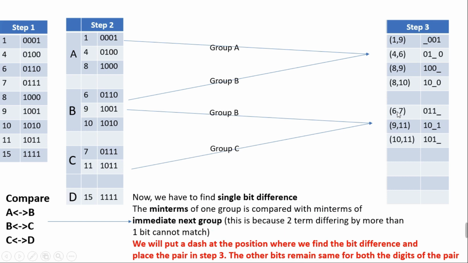Alright, so 6, 7, we'll get this pair, and we'll also get the 9, 11 pair, and we'll also get the 10, 11 pair. All of these pairs actually match the condition of single bit differences. That's why we actually put them in step 3.